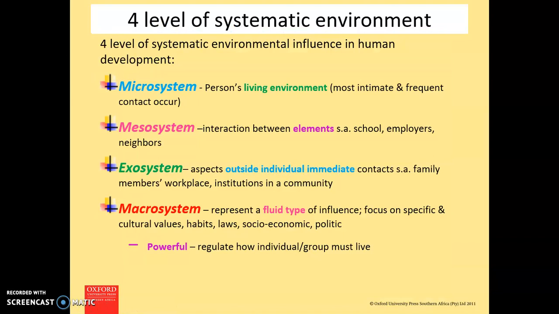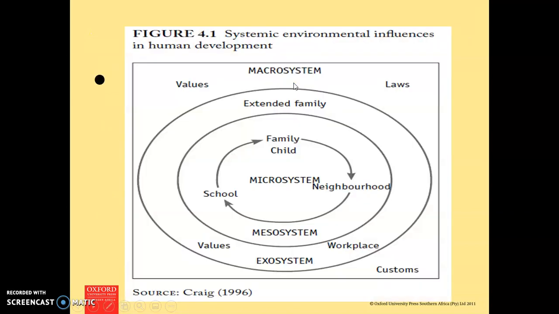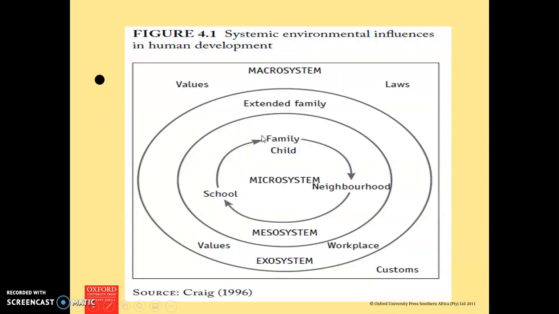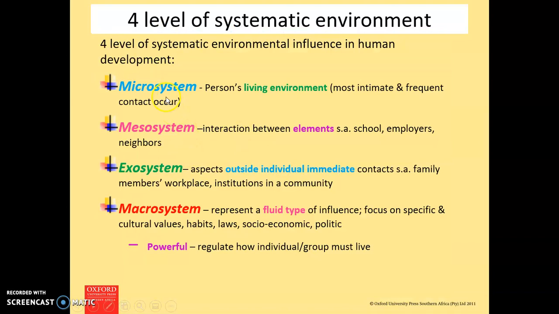So this relates to the four levels of systematic environmental influence in human development. When we talk about circular motions of human development based on the relationship between person and environments by Urie Bronfenbrenner, he came up with four systems: microsystem, mesosystem, exosystem, and macrosystem. The microsystem is the living environment of the person, with close contact relationships, that means in the family and so on.